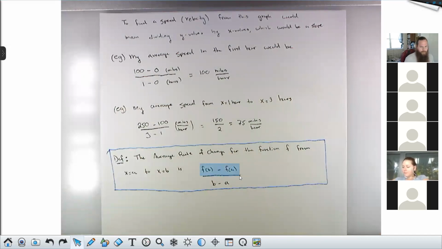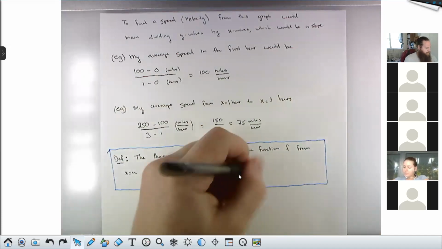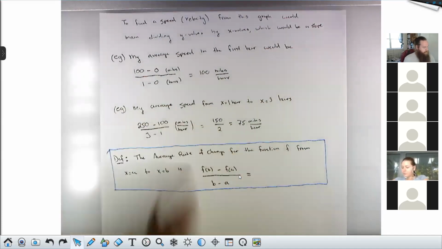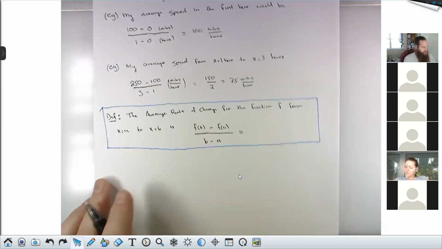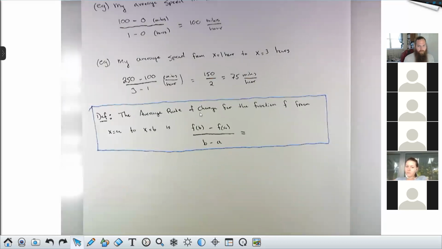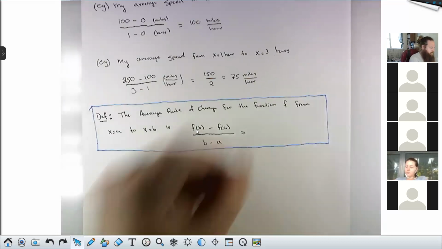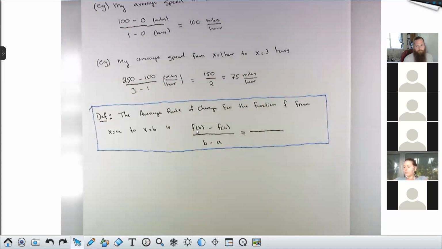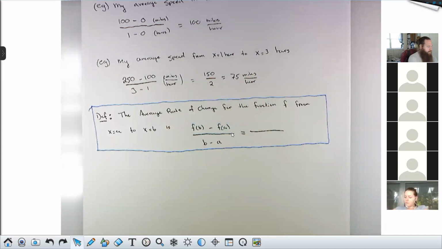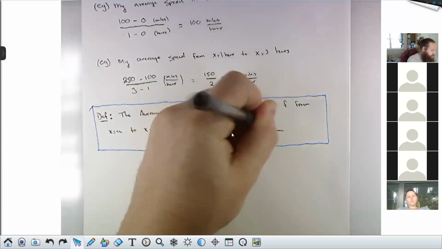I'd like to ask you, do you remember what this numerator is? It should look familiar. Think back to last week. There was a certain kind of change that we talked about last week. That was exactly this top. What was that? Net change? Yeah, the net change.